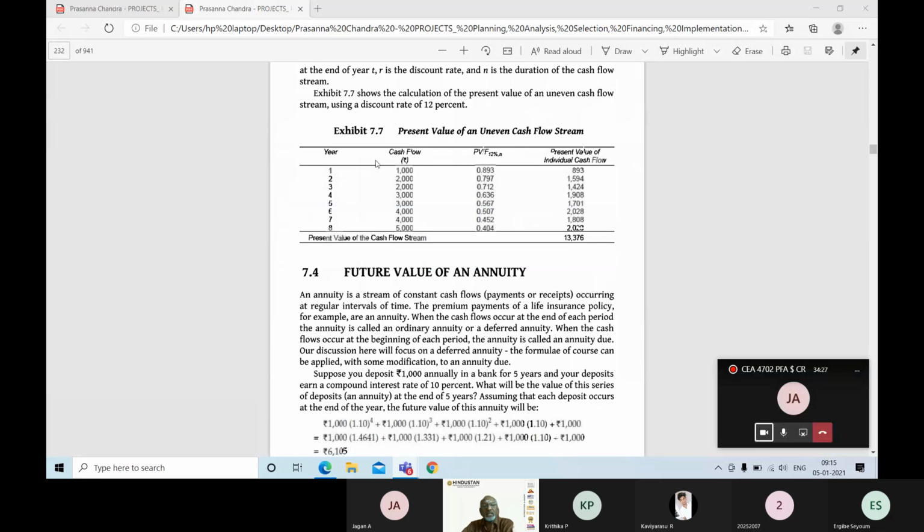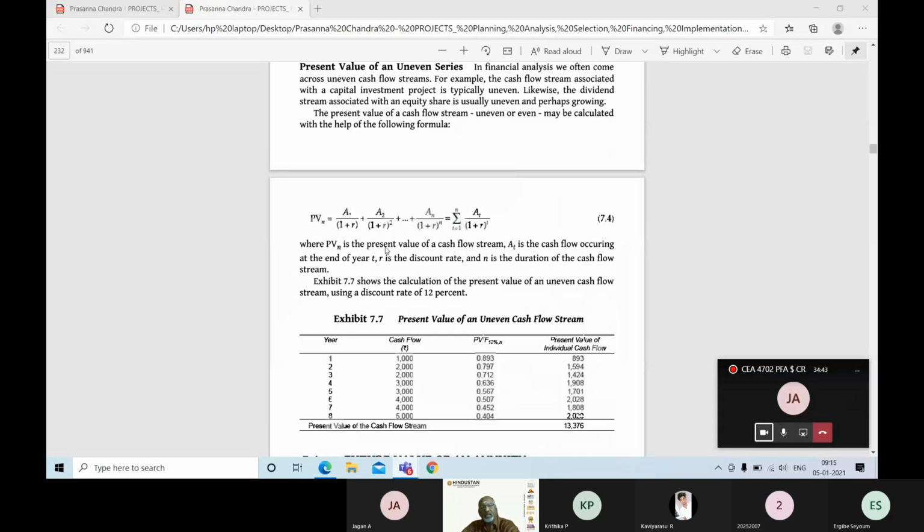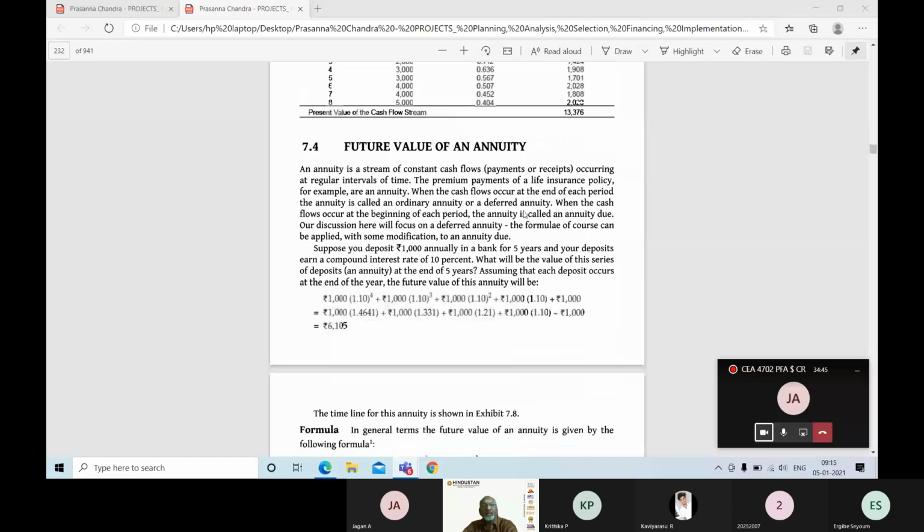So here the first year cash flow is 1,000 rupees and this is the PV, and the total present value. The second year is 2,000, then you have to calculate it for this second year. Like that, you have to calculate and add together, and then it will come out as the uneven series, uneven interest rate, uneven investment, like that.